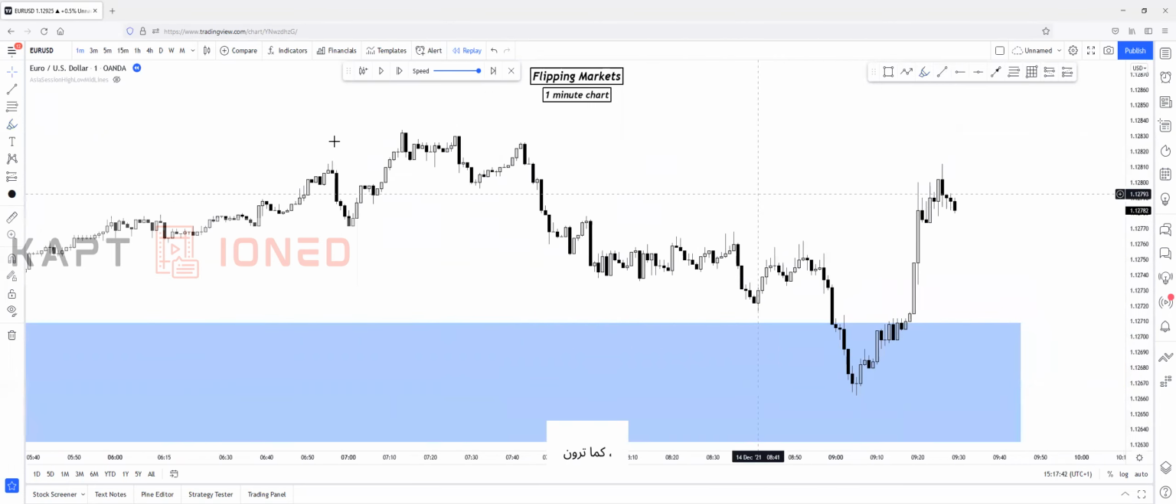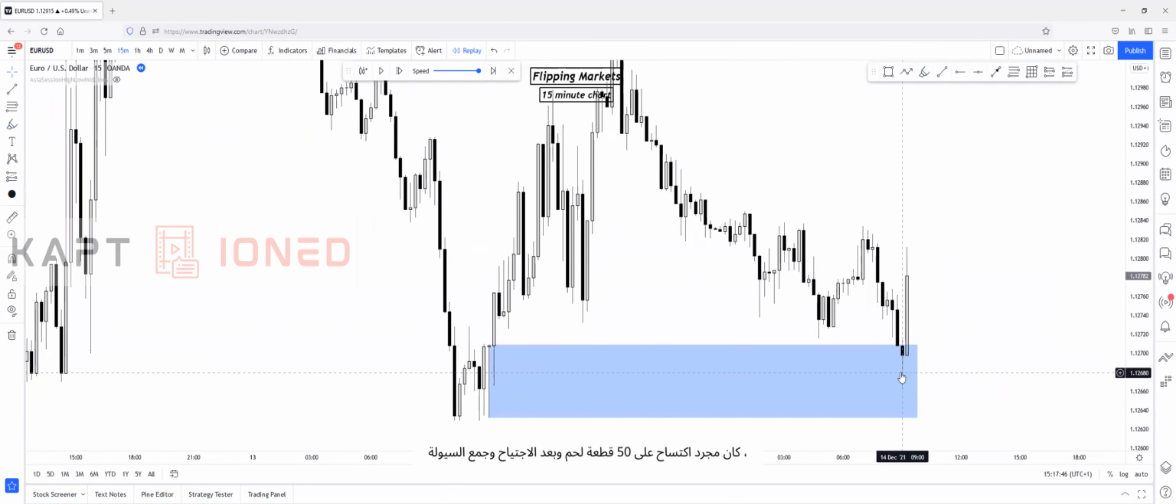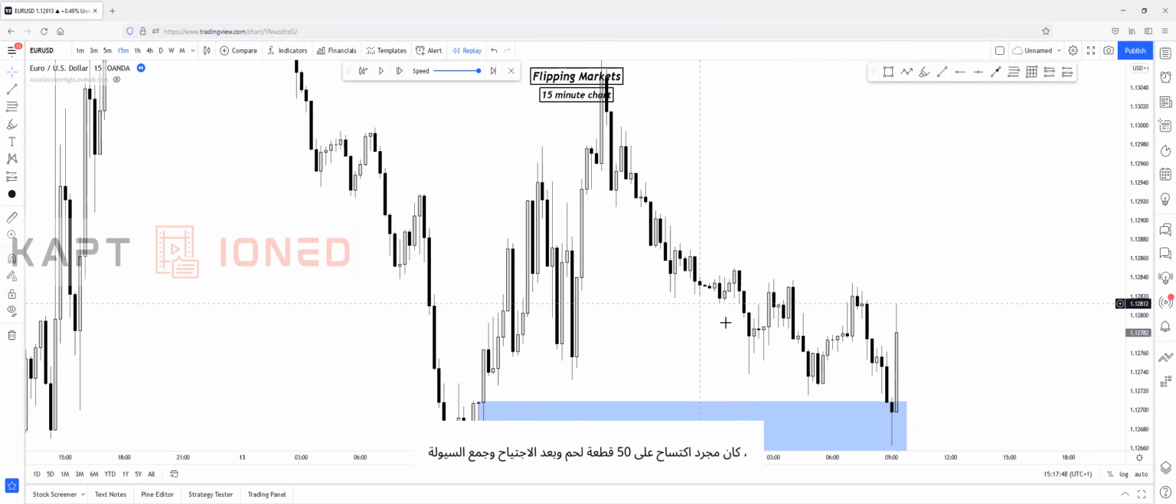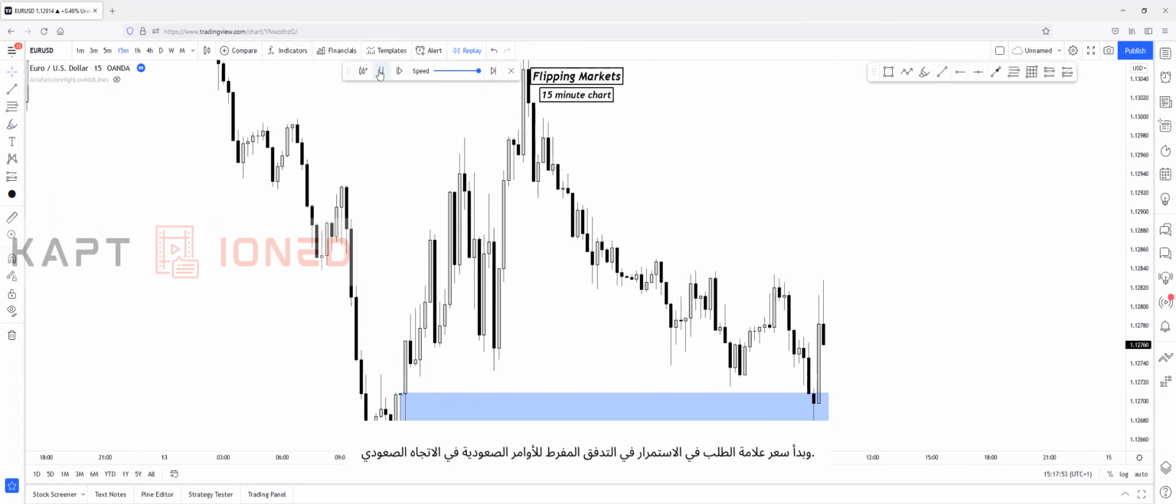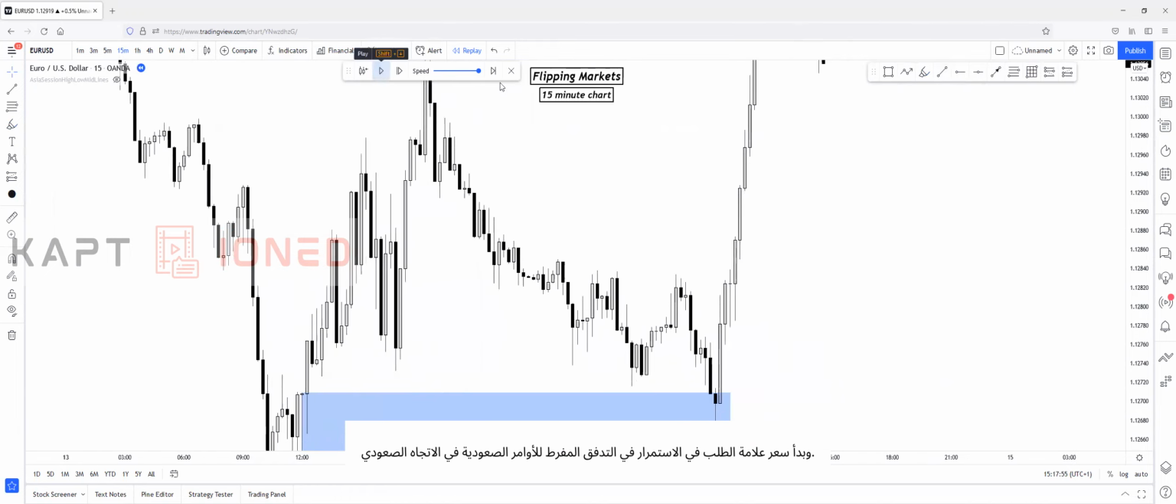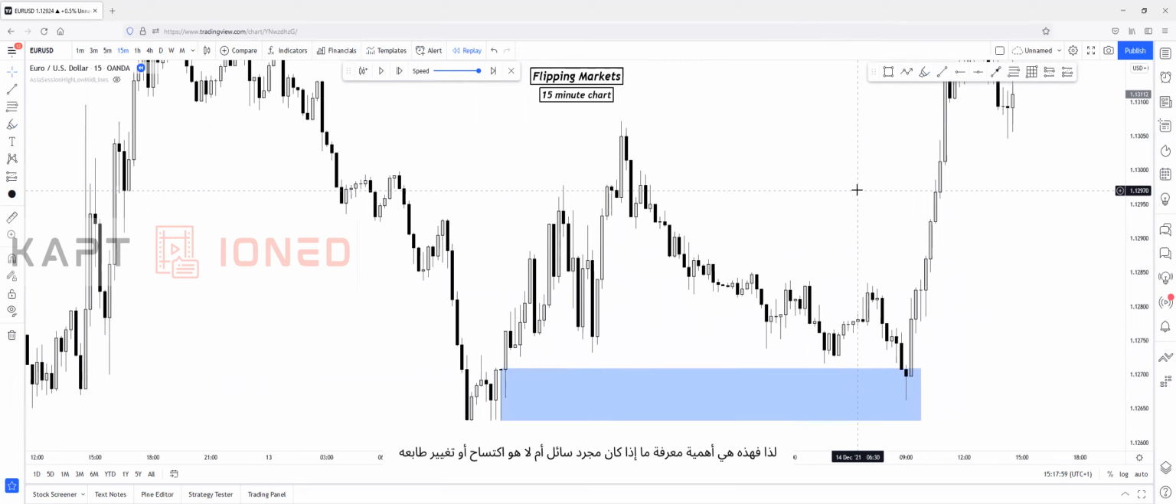So as you can see, it was just a sweep on the 15-minute, and after the sweep, the liquidity collection and the demand tap, price started to continue the overall bullish order flow to the upside. So that's the importance of knowing if it's just a liquidity sweep or a change of character or a break of structure.